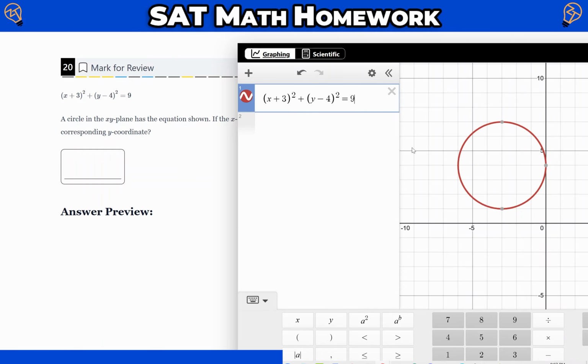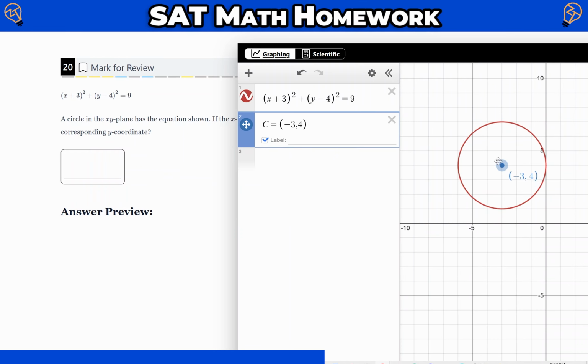So notice here, you can see that everything I said about the center being at negative 3, 4, which I'm actually going to label here just so you can see that. And actually, I should have put an equal sign. There we go. So we can see that's the center right there. And then you can see the radius, 1, 2, 3 in every direction, right?